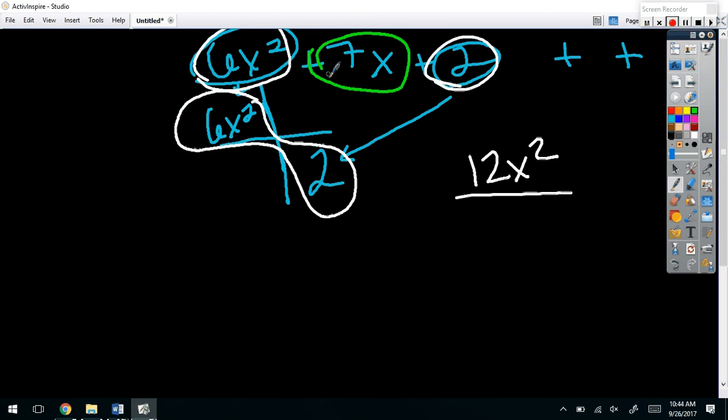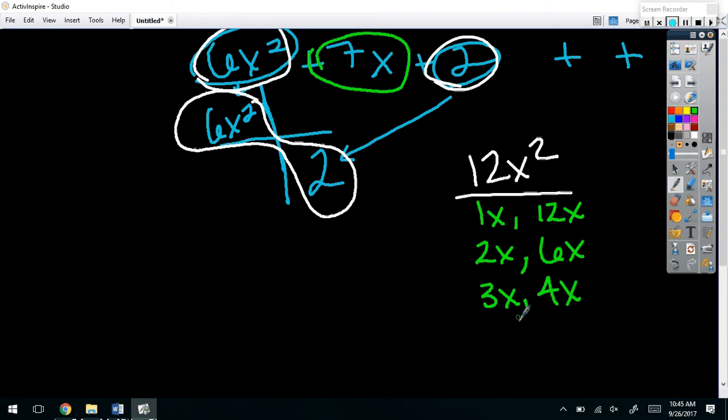I hear 3 and 4, and you're absolutely right, but let me show you how you would come up with that if you didn't know. Let's think about the factors of 12x squared. It's x squared, so each one's going to have an x on it. 1 times what gives you 12? 1x and 12x. What else multiplies to give you 12? 2x and 6x. What else? 3x and 4x. There it is. If I replace these commas with plus signs, which one would give me what's left up here? Last one. That's the hardest part.